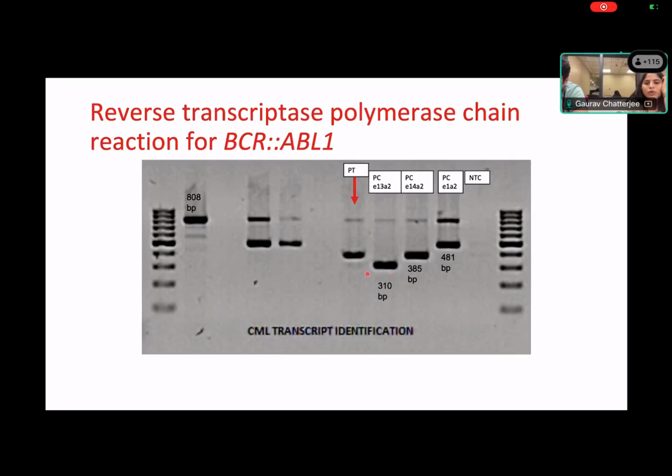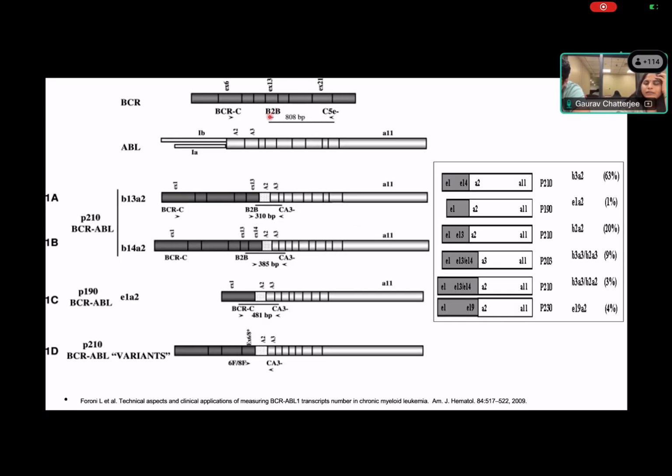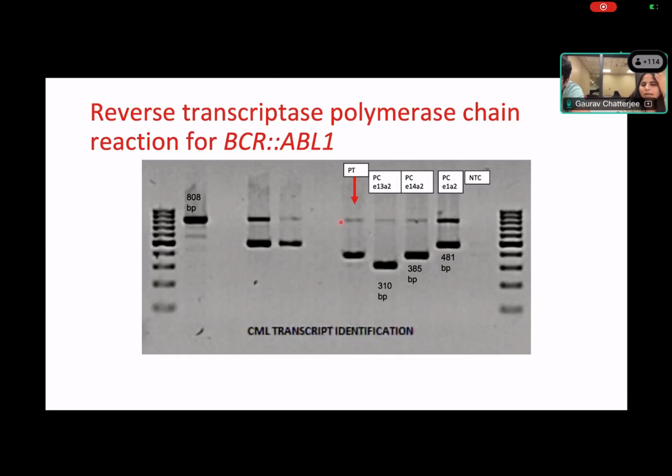Do you want to interpret, Tapan, what are we seeing in this case? Ma'am, in our case, the patient's band is resembling the 385 base pair band, that is E14A2. Correct. Most likely the transcript we are dealing with is E14A2. Now here, what is this band that we are seeing? That 800 base pair band, what is it? If I go back to the example, here I had shown that we are also putting primer for the control region. That will give us a band of around 800 base pair. So this we will be seeing in every case.